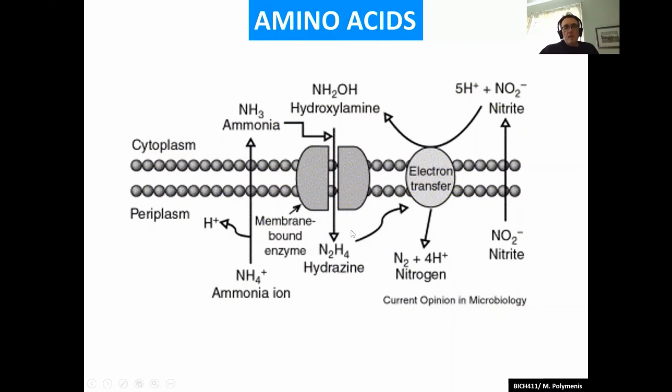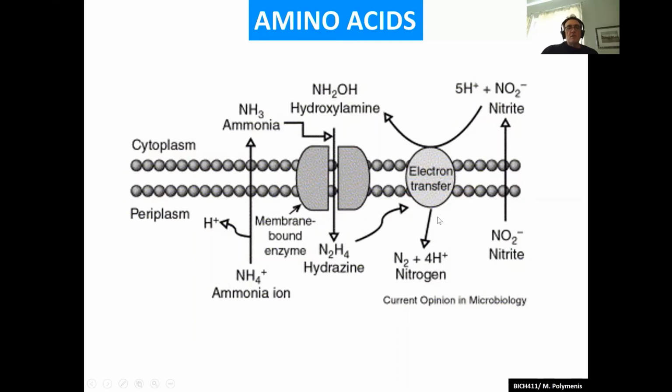So how does that happen? We've seen some of these reactions. In this case, ammonia ion from outside the cell comes in through the periplasm of this bacterium, and then it comes in through the cytoplasm, becomes ammonia, and then gives rise to hydroxylamine. So we have seen this part of the reaction, how ammonia can give rise to hydroxylamine. It was in the very first nitrification reaction. This hydroxylamine now will combine with nitrite, and that's a new reaction, and will generate hydrazine. And of course, there is an electron transfer happening here, so that's what makes it possible.